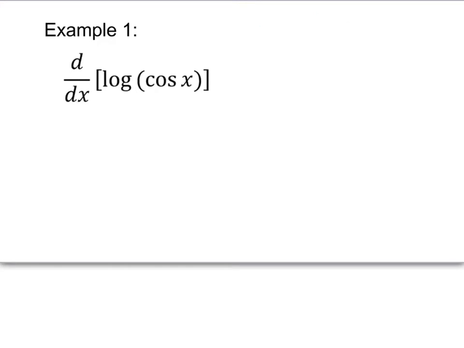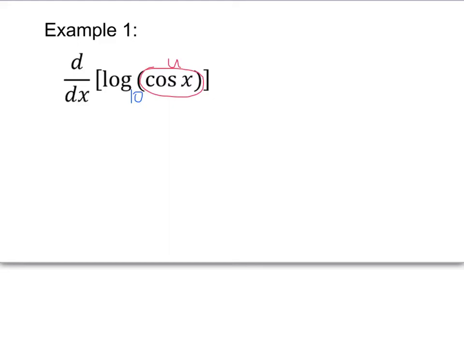Okay, so for the first one, we're taking the derivative of log of cosine x. So this is one where we're going to have the form a log base something of u. And our u is our cosine of x. In this problem, the base is not given. So on a regular common log, when the base is not given, it's understood to be a 10. So go ahead and write in the 10.